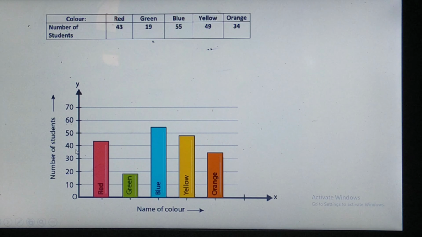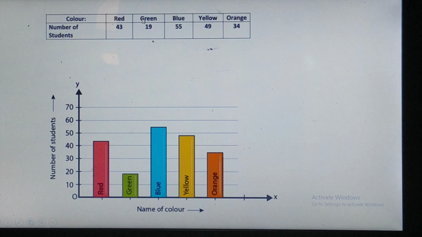So here 40 is the given number of students and I need 43, which means it's a little more than 40. So you will draw the rectangular bar a little bigger than 40. I can choose this as 43, and I have drawn the first rectangular bar.